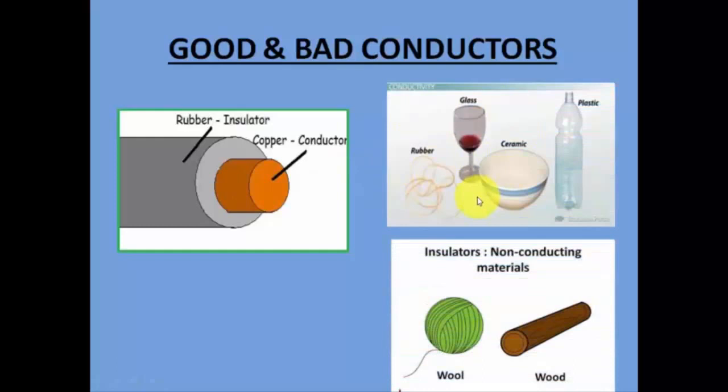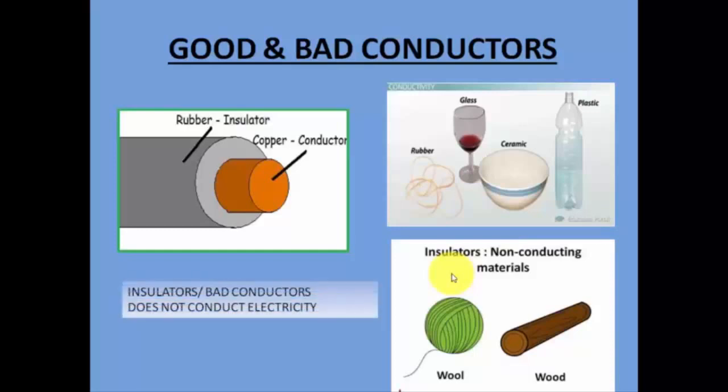Some bad conductors of electricity, the examples are like rubber band, glass, ceramic, plastic bottle, wool or wood. If we connect this wood in that simple circuit we learnt earlier, then the bulb will definitely not glow, because wood is also a very bad conductor of electricity. So these are a few bad conductors. You should know what good conductors are and what bad conductors are, and also their examples. So insulators are bad conductors. That means they do not conduct electricity.